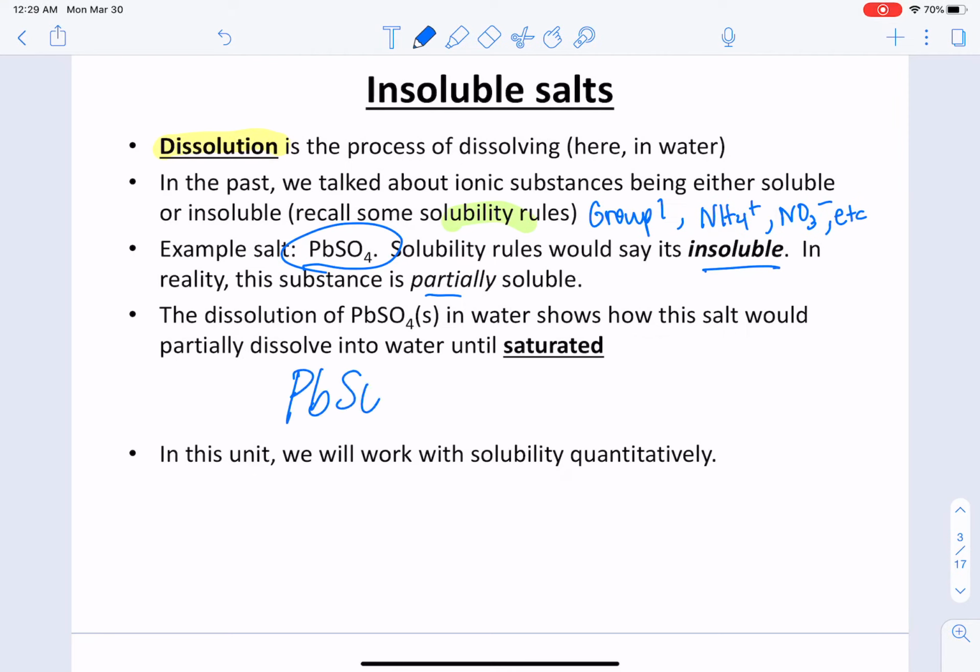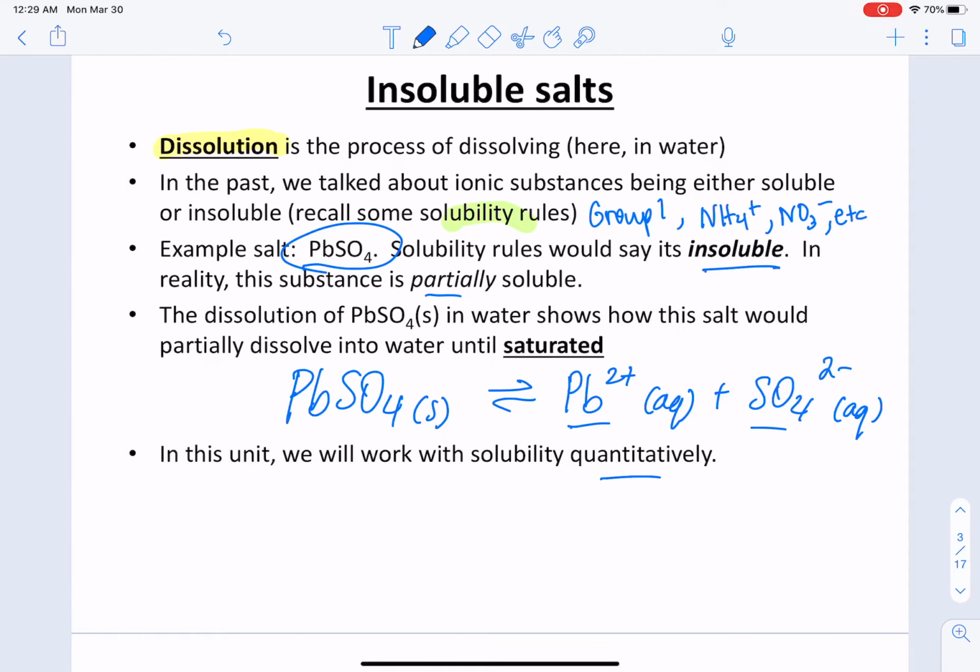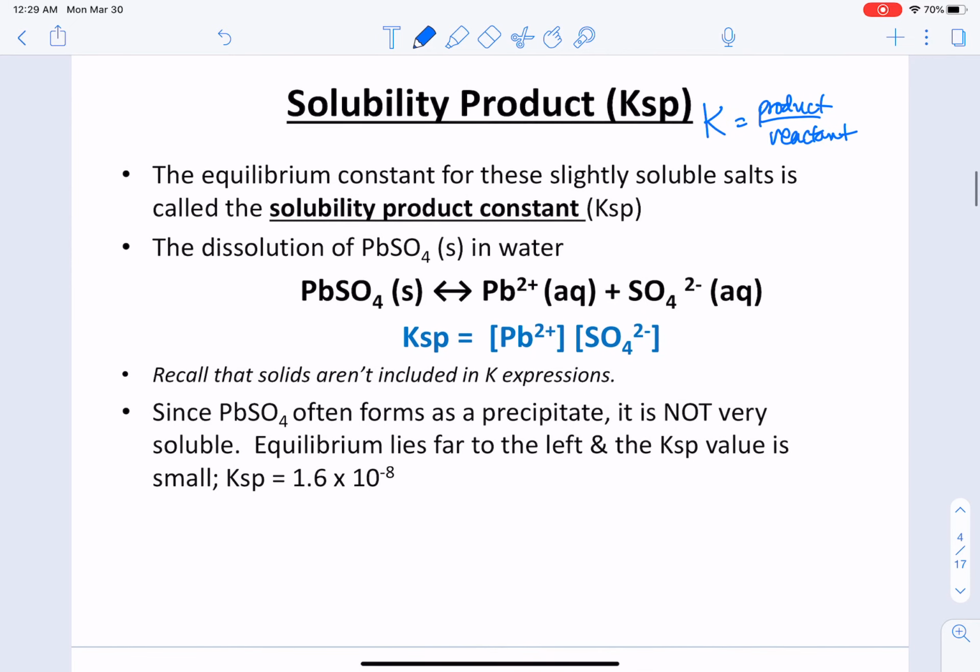When an ionic compound dissolves into water, it is a reversible reaction that does reach equilibrium. And however many ions dissolve, it would dissociate into cation and anion. Here it's a 1-to-1 ratio. And we will do lots with this concept. We're really going to look at it in a quantitative way.